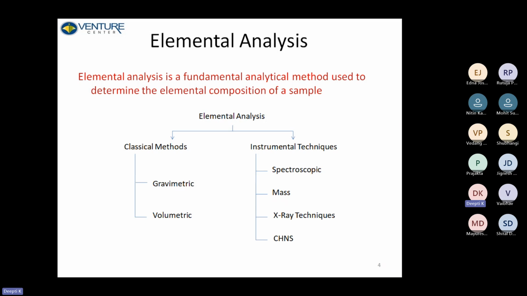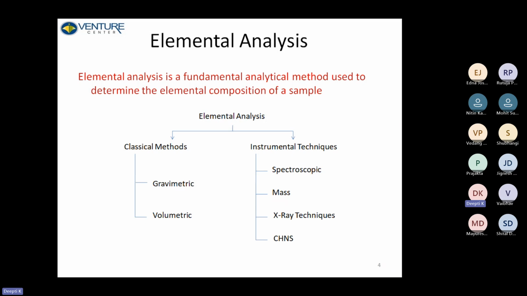Broadly, elemental analysis can be classified into two categories. We have the conventional or classical methods, which we can also call wet chemistry, with two broad subclassifications: gravimetric analysis and volumetric analysis. Gravimetric analysis is based on measuring mass changes by subjecting the sample to controlled chemical reactions, whereas volumetric analysis involves measuring the volume of a solution needed to complete a particular reaction.